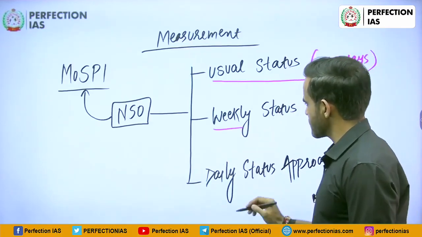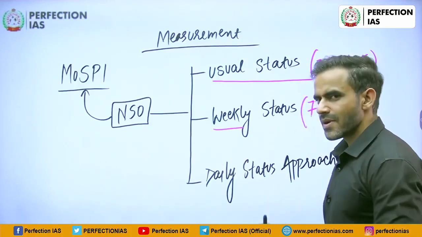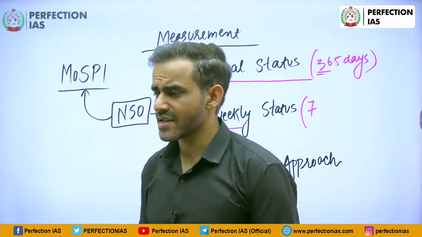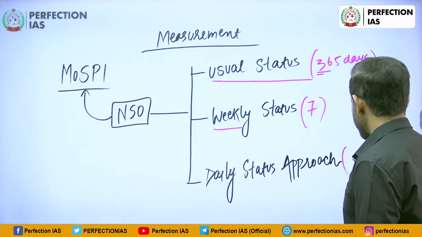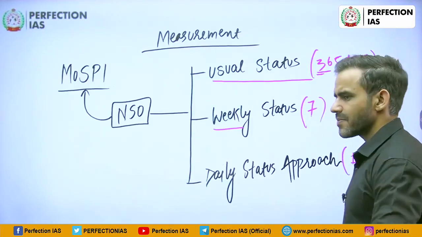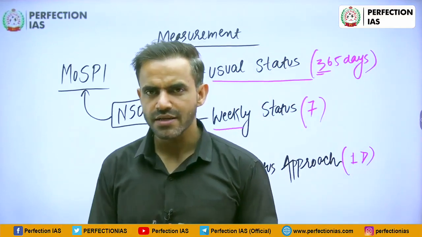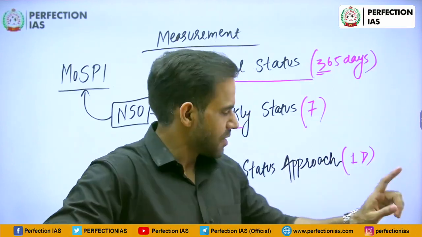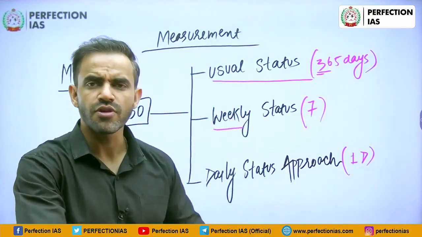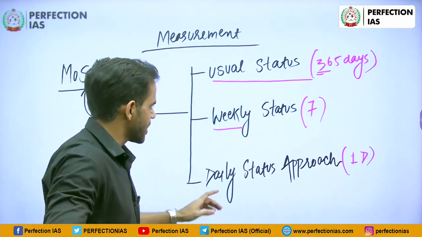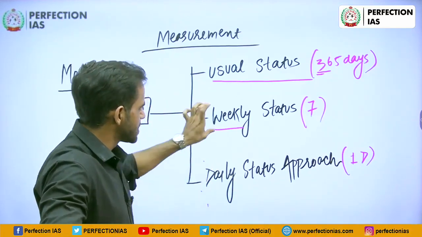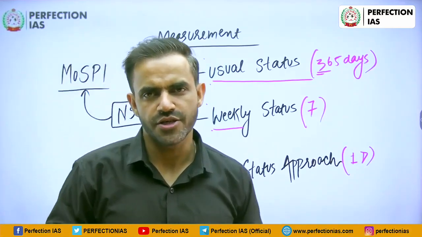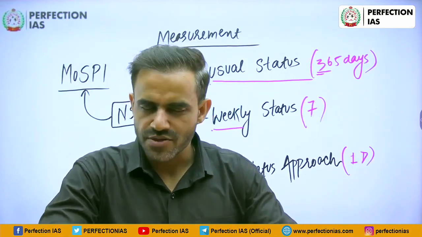Weekly status, as the name says, tries to find out whether the person received employment in the last 7 days or not. Third category is daily status. It says whether the person has received some employment in a day or not. A person will be termed as unemployed if the person did not receive work for even 1 hour in the last 1 day. So based on this data of 1 day, 7 days and 365 days, the unemployment level is estimated in our country. Okay, this is the measurement part.